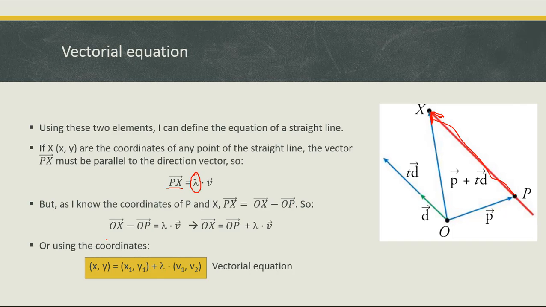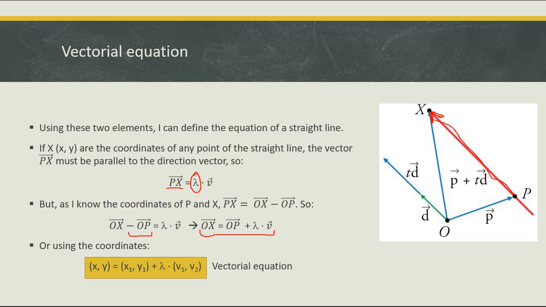So the position vector for X minus the position vector for P must be lambda multiplied by the direction vector I already defined. And if I take this vector that is subtracting and send it to the other side adding, I arrive at this result. In fact, this is the vectorial equation. But I don't usually like writing this type of thing just with vectors. I like using the coordinates.